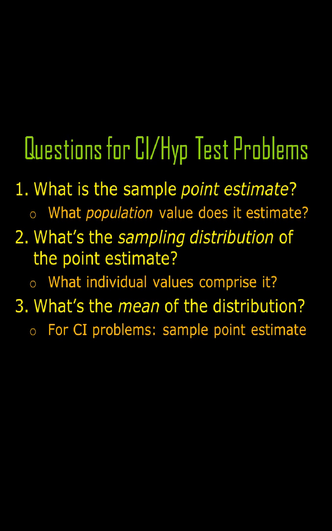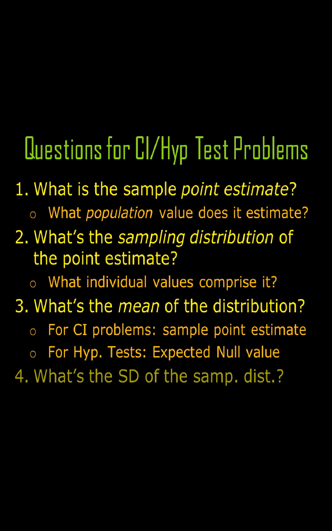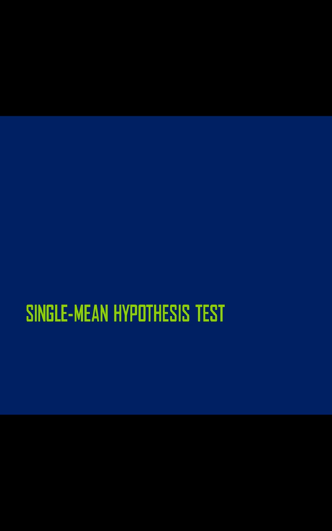For a one-sample problem, you actually have to think about it more. For hypothesis tests, it's the value that's expected if the null hypothesis were true. It's not taken from your sample. It's taken from the null hypothesis. And the standard deviation of the sampling distribution is otherwise known as the standard error. And we look that up with a formula. You just find the right formula and plug and chug.